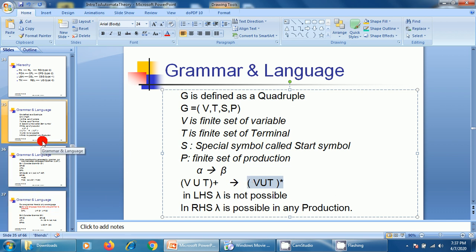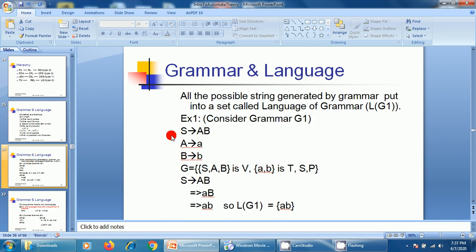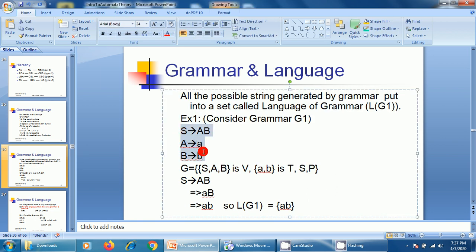See, in the example, suppose this example is given, and this is a grammar. Say that this is a grammar G1. Okay, you can say anything, G1, G2, G3. Consider this is a grammar G1. Okay, in this grammar, how is the grammar defined? We know that grammar is defined by four tuples: one is variables, second is terminals, third is a start symbol, fourth is a set of productions.